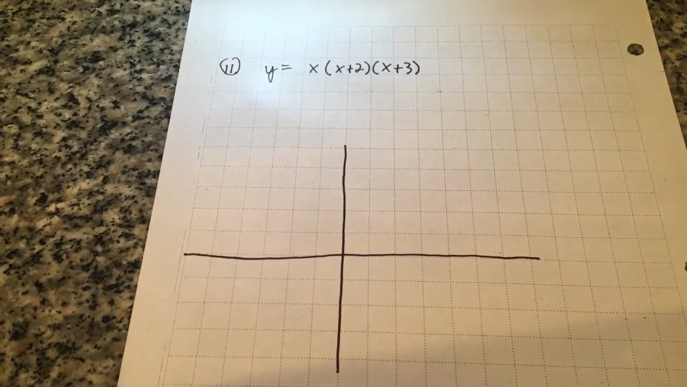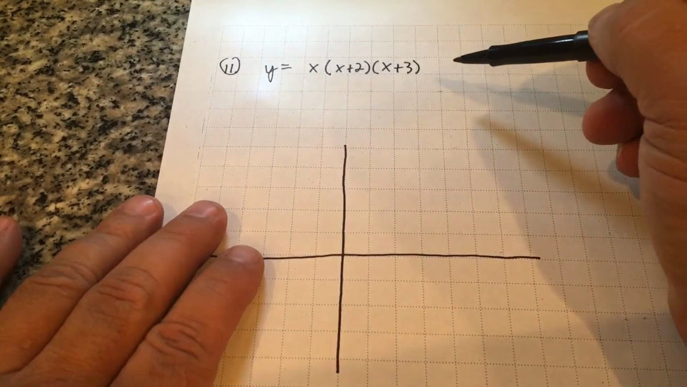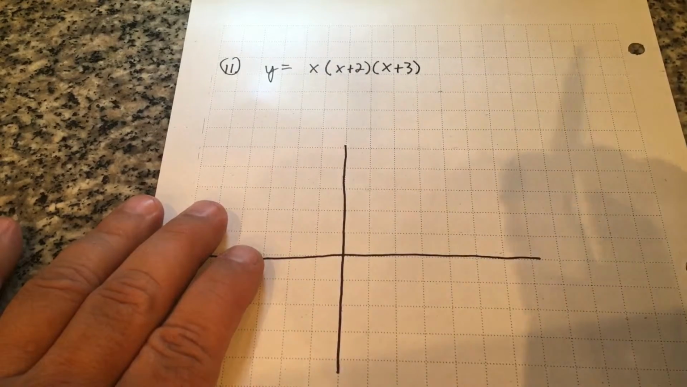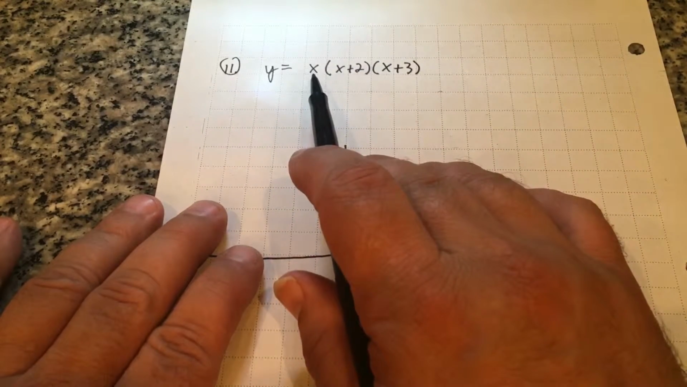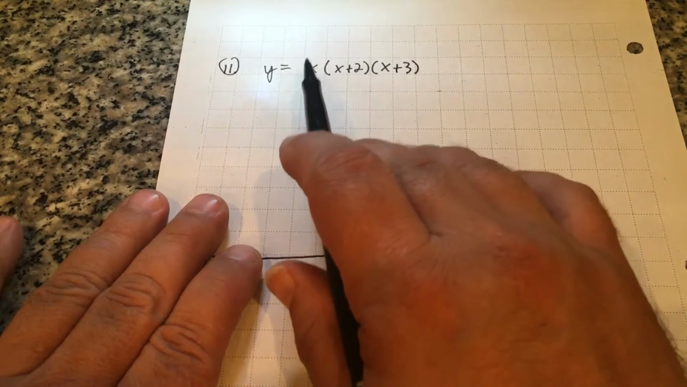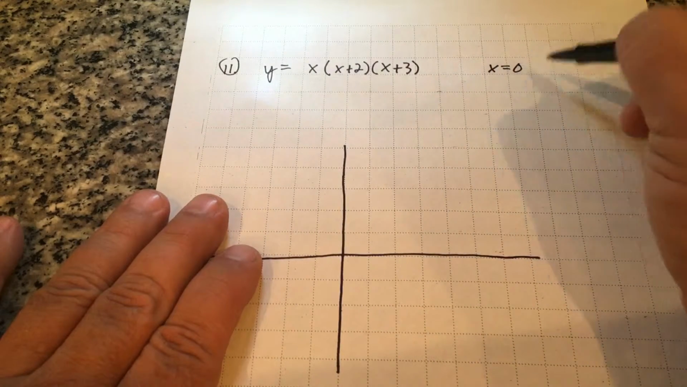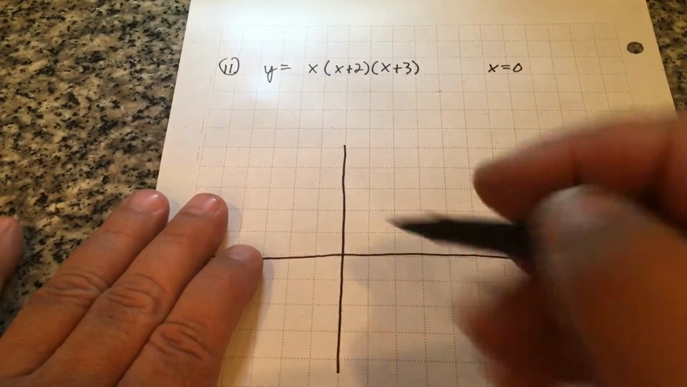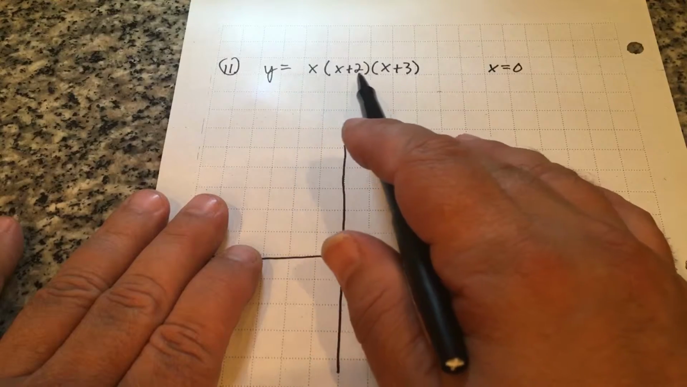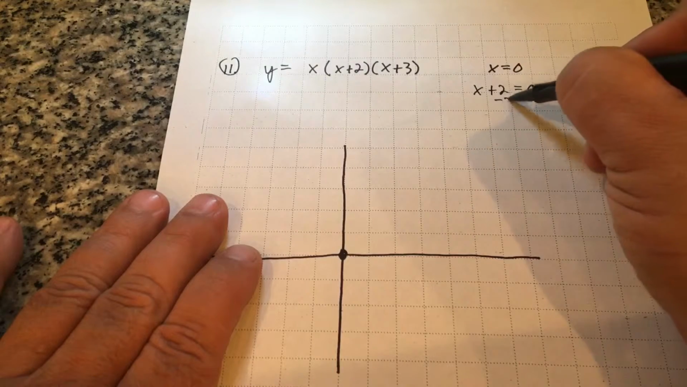What I want to do is find the zeros of this function and then just do a rough graph of it. To find the zeros, it's already factored for me, which is very nice. You take each linear factor and set it equal to 0, and that will give you the zero. So I take that factor and I set it equal to 0. So that means the curve of this goes through 0 on the x-axis.